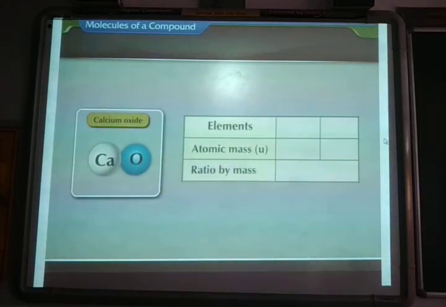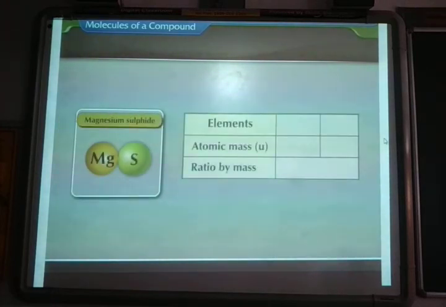In the ionic compound calcium oxide, the combining elements are calcium and oxygen. The atomic mass of calcium is 40 and that of oxygen is 16. Thus, the simplest ratio by mass of the combining ions is 5:2. In the compound magnesium sulfide, the combining ions are magnesium and sulfur. The atomic mass of magnesium is 24 and that of sulfur is 32. Thus, the ratio by mass of the combining ions is 3:4.